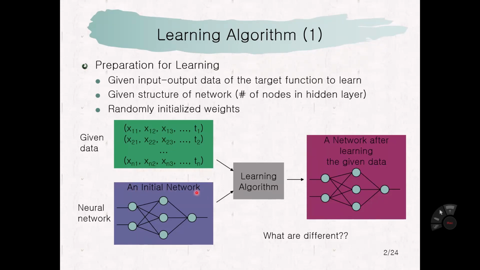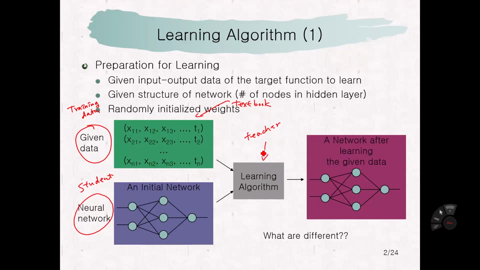Then you have to prepare training data. This is training data. For human beings, it is a textbook. This is the student. Then what do we need? Here is a student, here is a textbook. What do we need? A teacher, right? The training algorithm can be considered as a teacher.